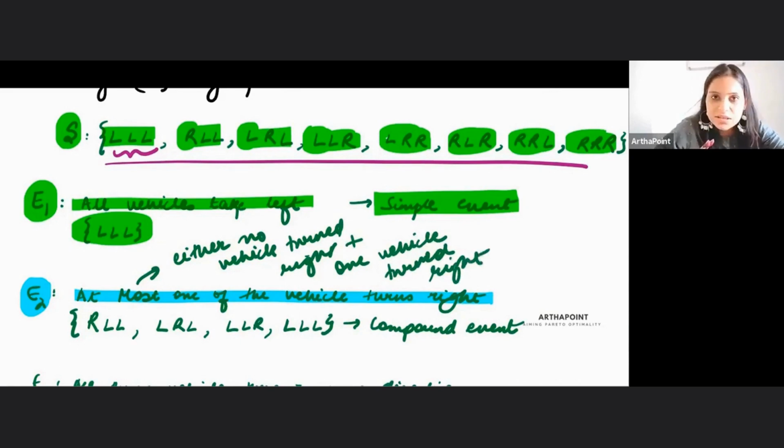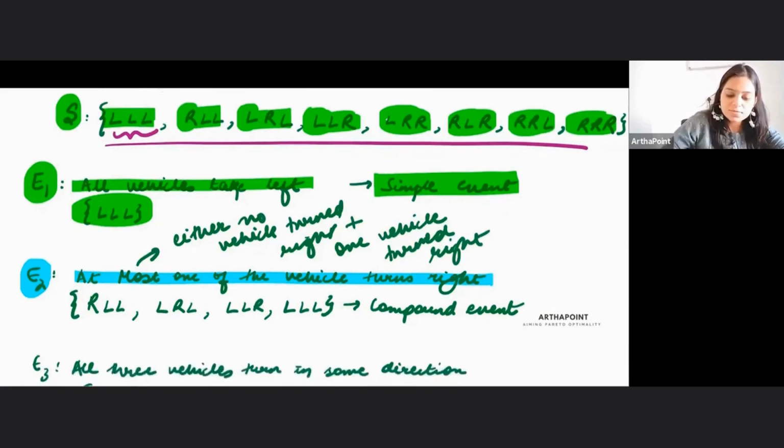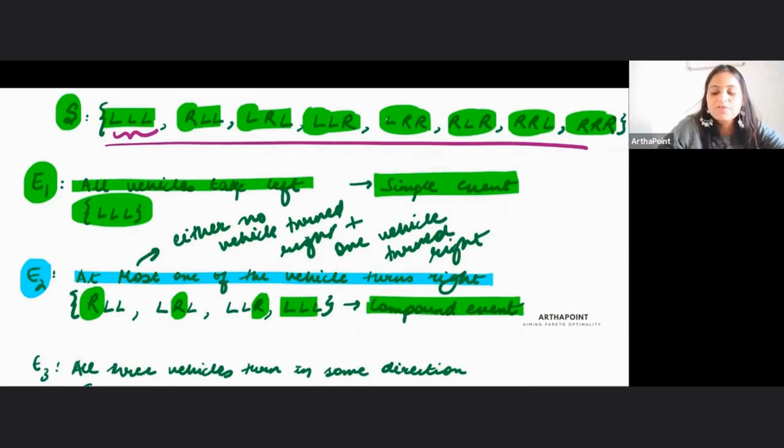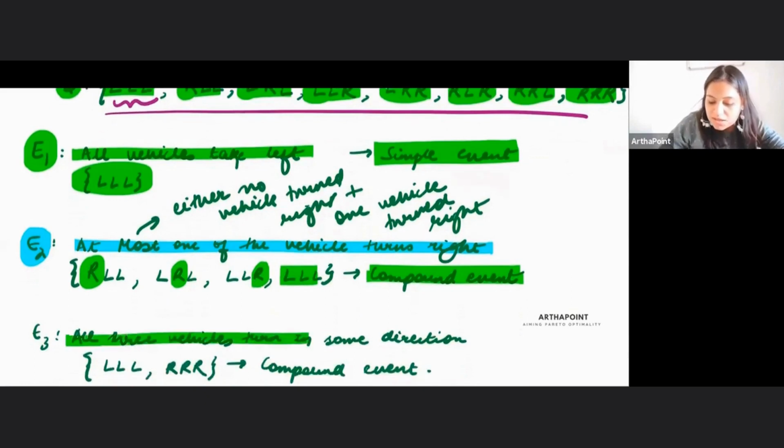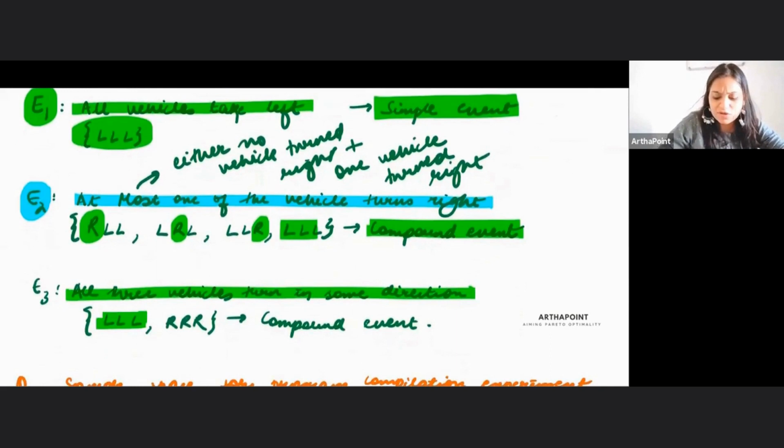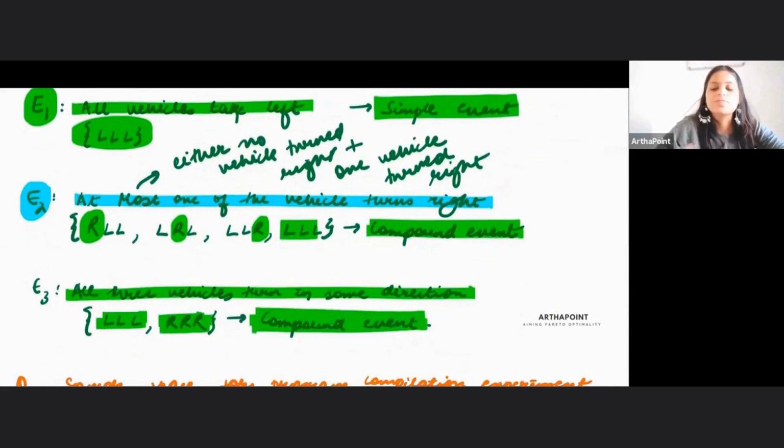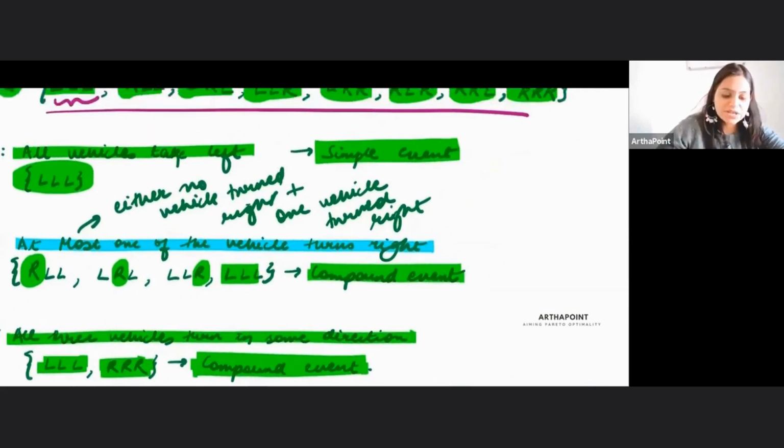These are the 2 possible things. Either none turned right or one turned right. So I've written all such possible outcomes. One of them is turning right or none is turning right. This becomes a compound event because I have more than one outcome in my event. All 3 vehicles took the same direction. So left, left, left, or right, right, right. Again, a compound event.